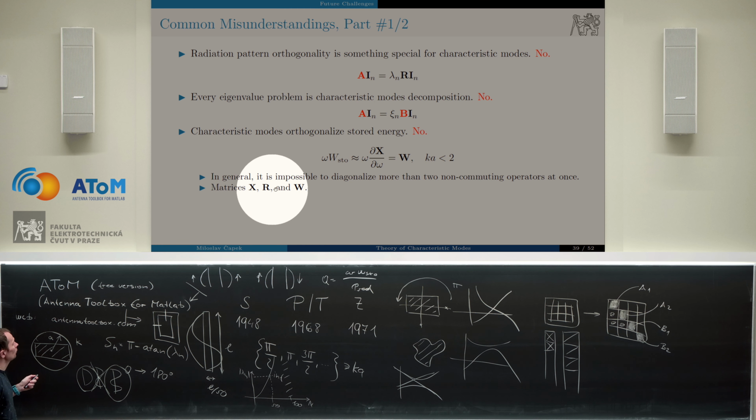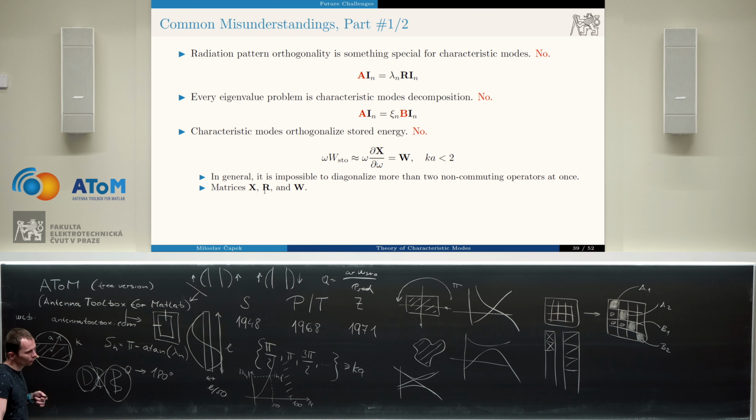And unfortunately, these matrices are not commuting. Therefore, you cannot diagonalize them together. So characteristic modes do not diagonalize stored energy. There are some other misconceptions as well. For example, that characteristic modes minimize something.